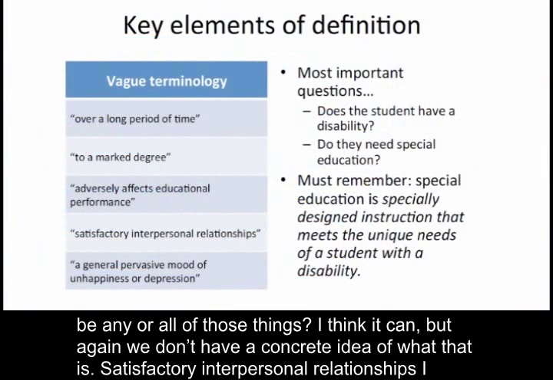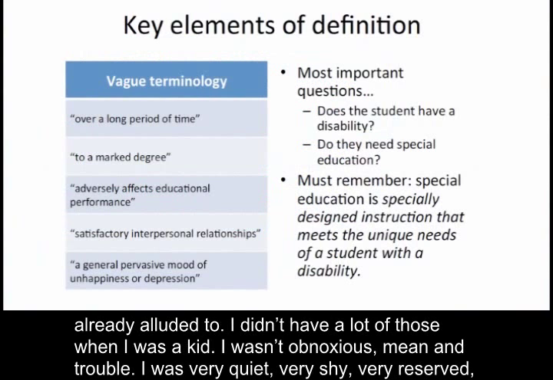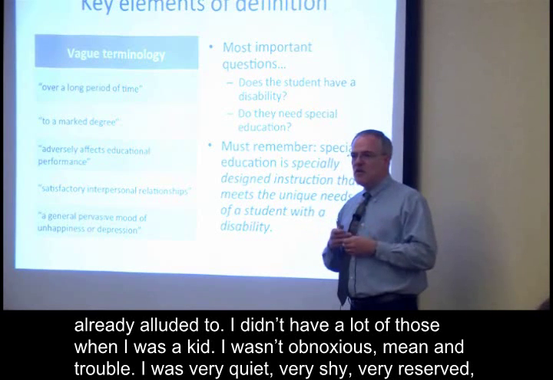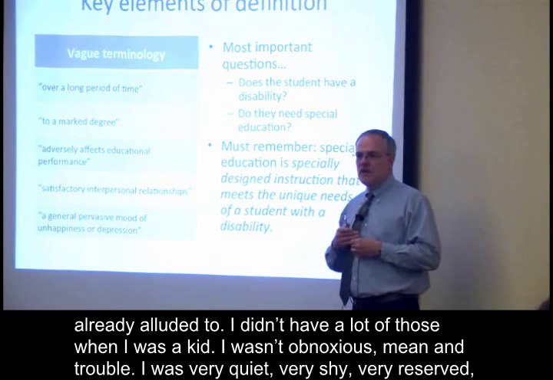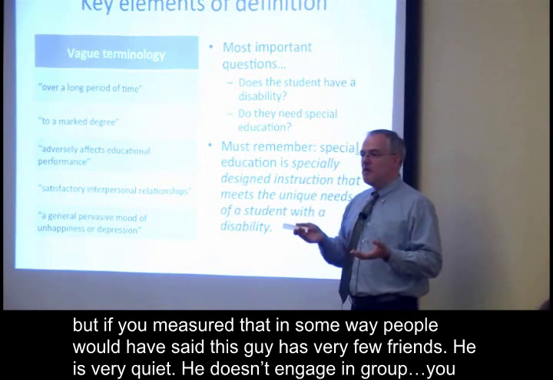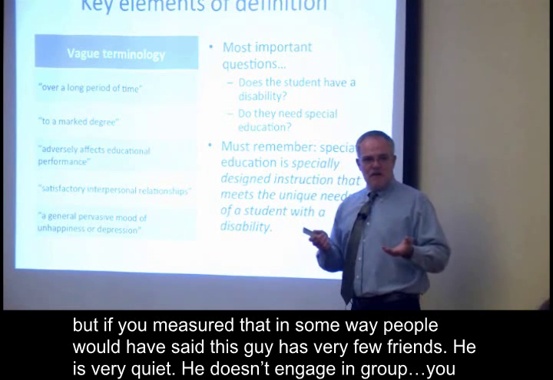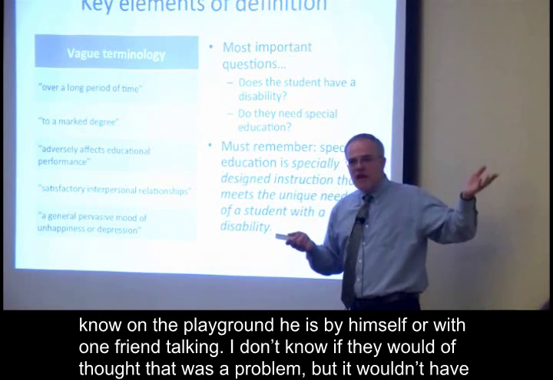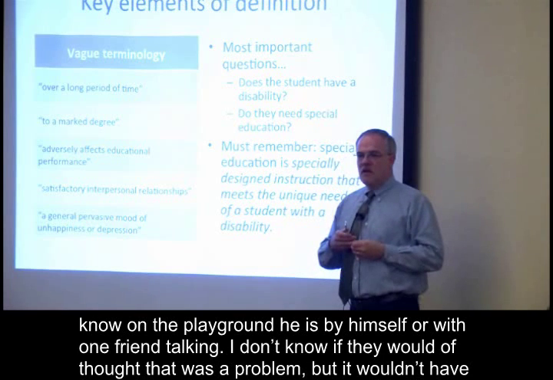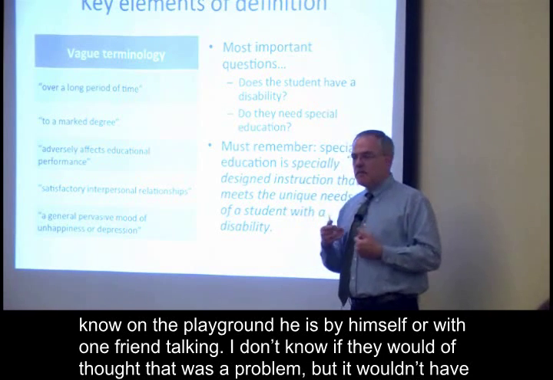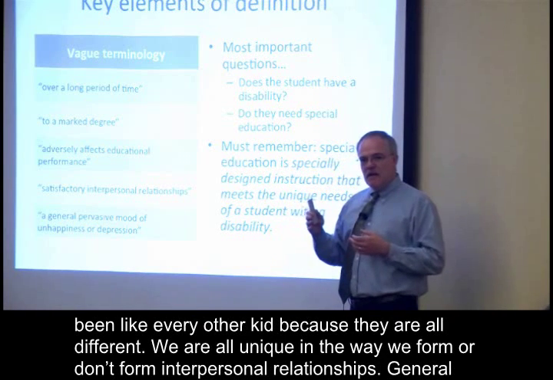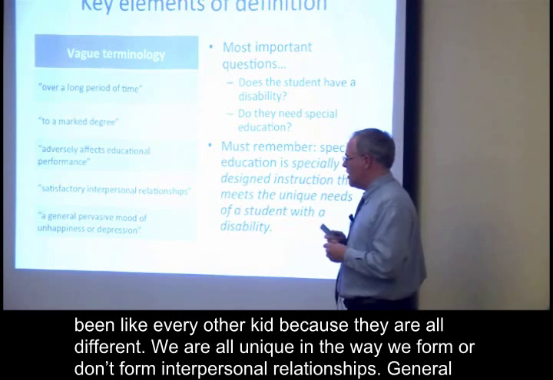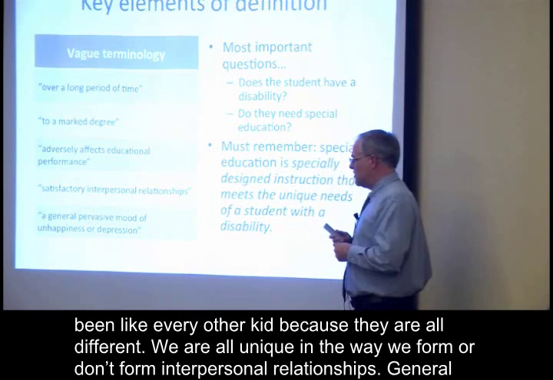The satisfactory interpersonal relationships I already alluded to. I didn't have a lot of those when I was a kid. I wasn't obnoxious, mean, in trouble. I was very quiet, very shy, very reserved. But if you measured that in some way, people would have said, this guy has very few friends. He's very quiet. He doesn't engage in group, you know, on the playground. He's by himself or with one friend talking. I don't know if they would have thought that was a problem, but it wouldn't have been like every other kid, because they're all different. We're all unique in the way we form or don't form interpersonal relationships.